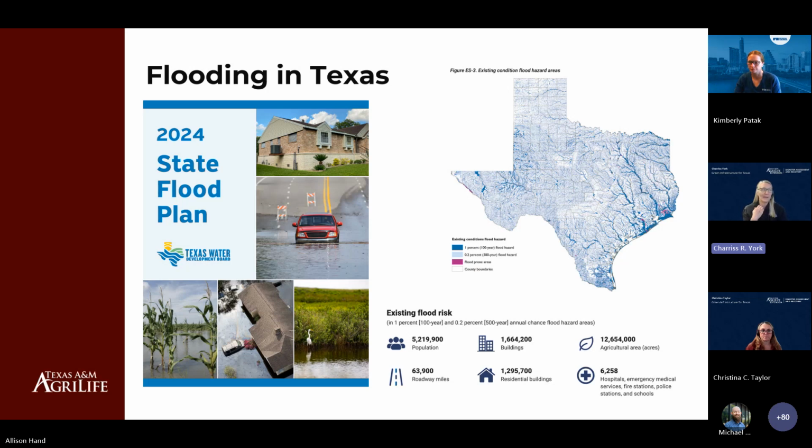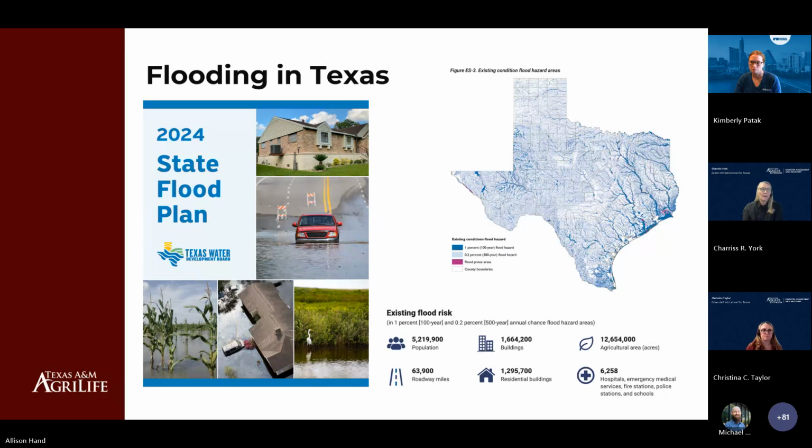So the map on this page is from that flood plan. Towards the coast, you can see some of the dark pink areas that are considered to be flood-prone areas. But hopefully, and I think what you probably notice more is the blue areas that are dispersed across the state. And these are the flood hazard areas.